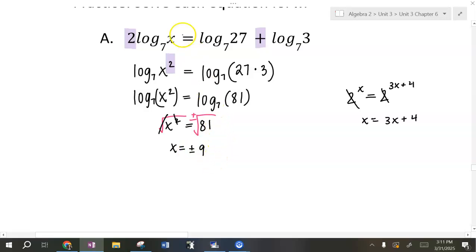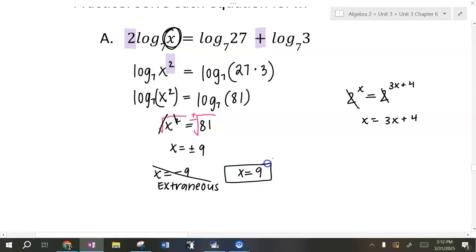Now double check this. If we were to plug in negative 9 here for x, that's going to cause a negative inside of a log. So our answer actually cannot be negative 9. That's an extraneous root. Our answer can only be x equals positive 9, because that would cause a positive inside of the log.